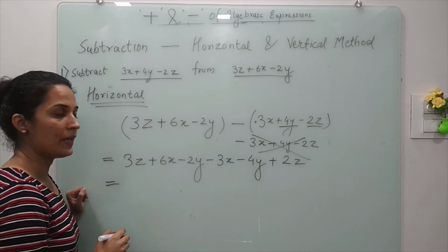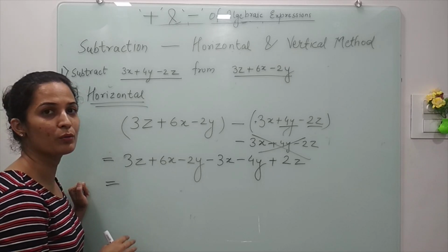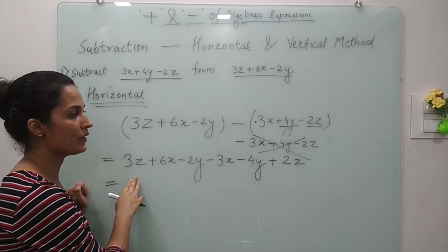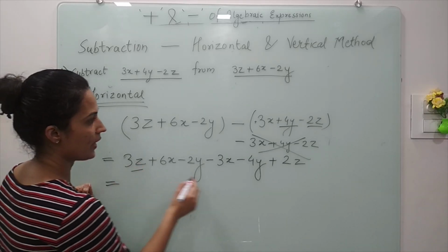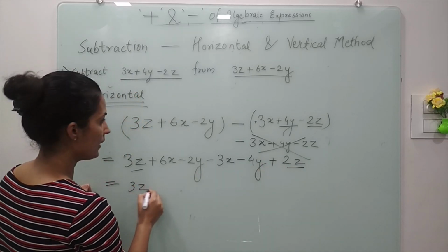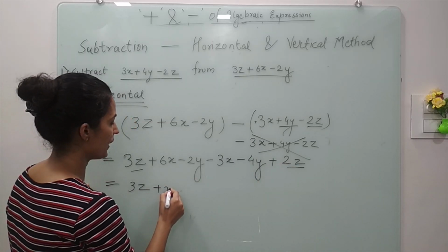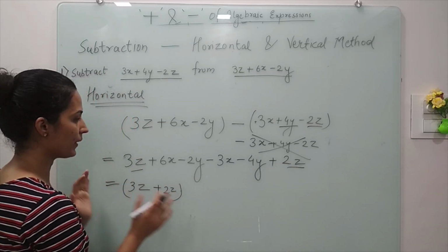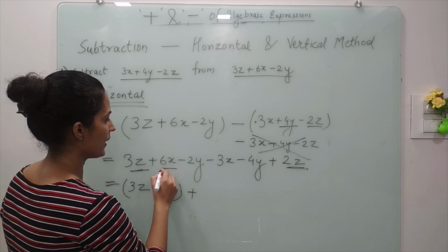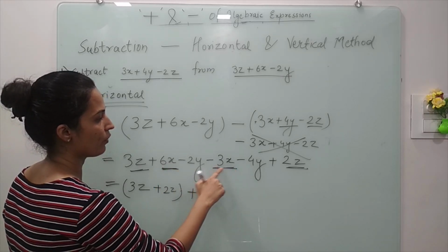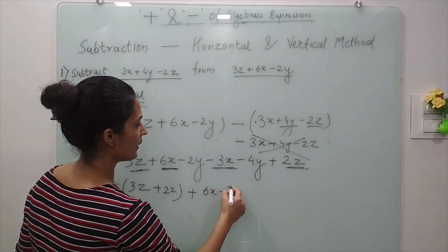As I said, addition can be done only on the like terms. Similarly, subtraction can also be done only on the like terms. So here again we will group the like terms. This is 3z and here it is 2z. So this is 3z. Now be careful when you take the signs. This is plus 2z, so I will write plus 2z. I am putting them in the bracket as I am grouping them together. Now this is 6x minus 3x. The sign of this term is minus, so this is plus 6x minus 3x.